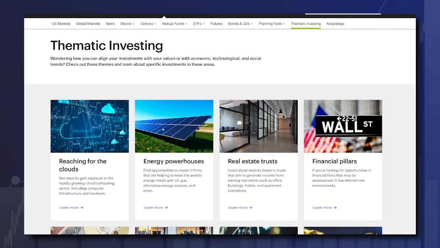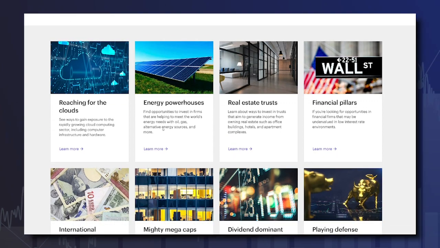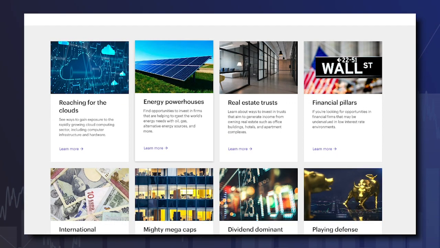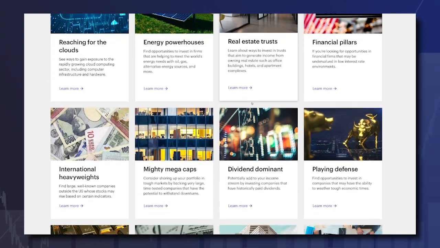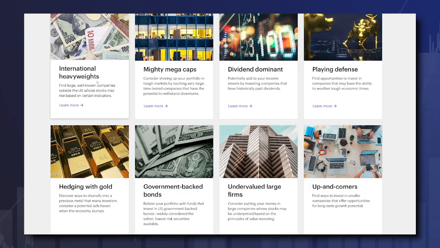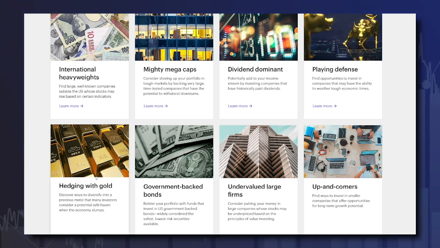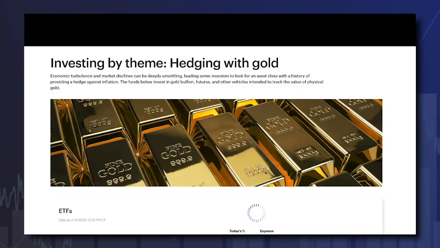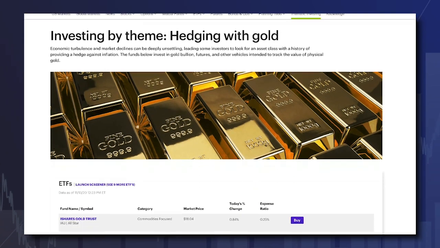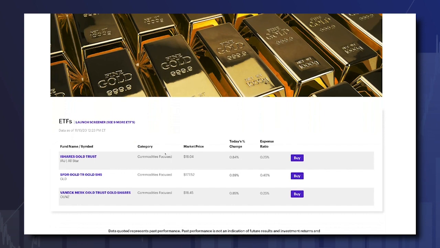You can go in and just get some good trading ideas. You see some energy sector plays here, REITs, real estate. You go through here. International is a big topic. I've been writing about international diversification lately. Hedging with gold. Let's just click on that, and I'll show you what it brings up and what sort of ideas you can get out of doing this.